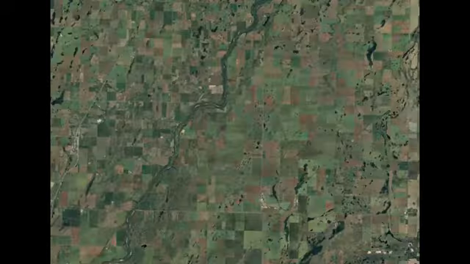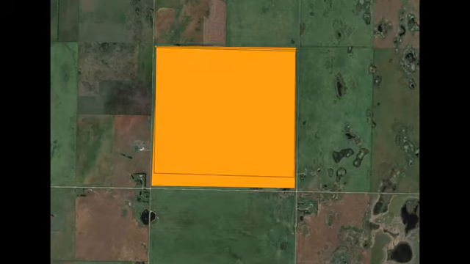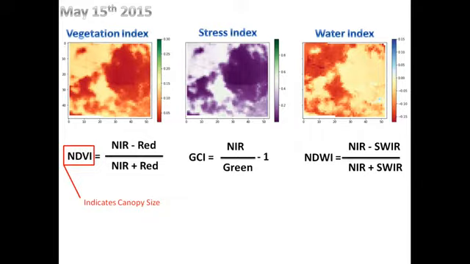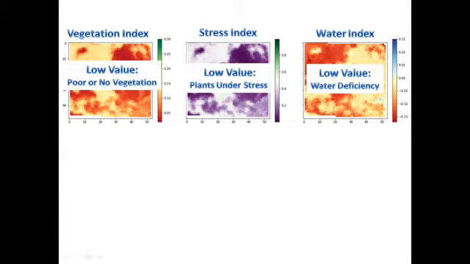Knowing the coordinates of the farm, we queried its historical data from 2015 to 2020 whenever cloud coverage of the scene was less than 30%. We evaluated 3 indexes: Normalized Difference Vegetation Index or NDVI, Green Chlorophyll Index or GCI, and Normalized Difference Water Index or NDWI. A low value on NDVI means lack or poor vegetation. For GCI, it means plant stress, and for NDWI, it means water deficiency in the farm.